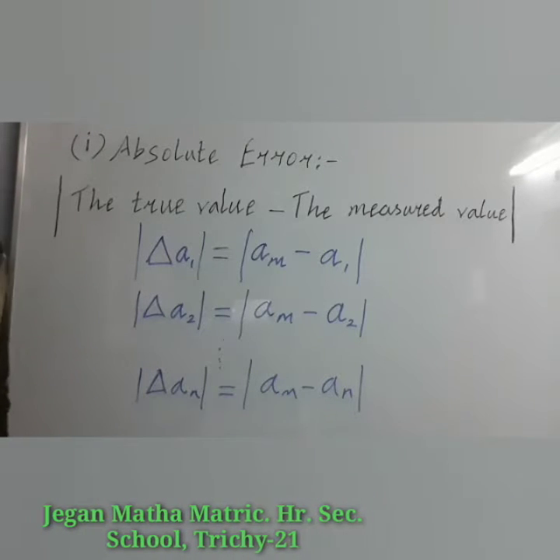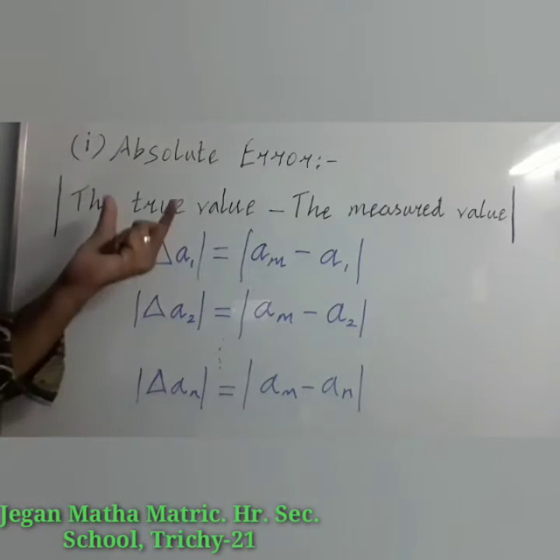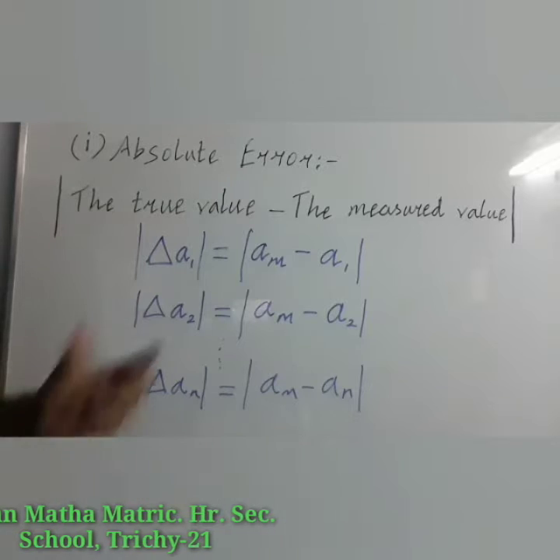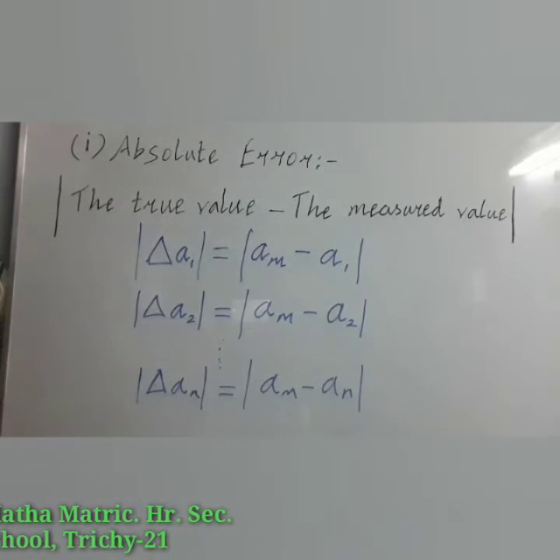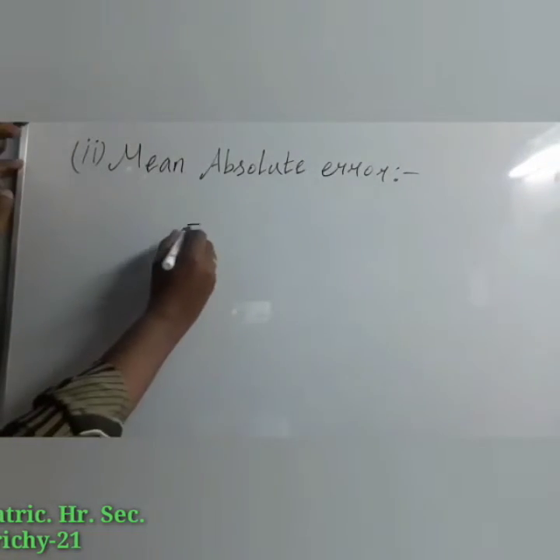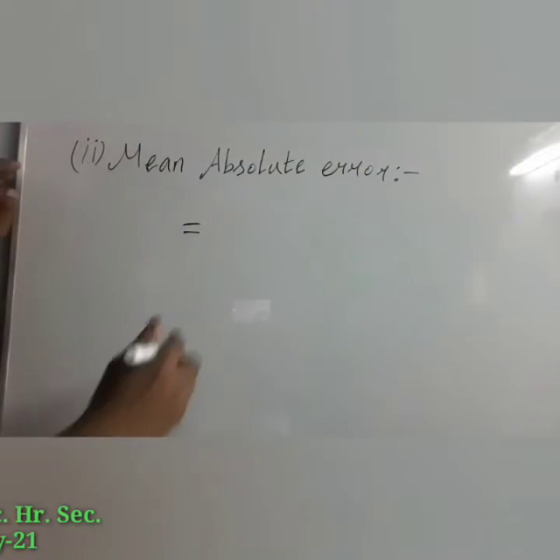Next one is mean absolute error. The arithmetic mean of the absolute errors in all the measurements is called mean absolute error. These absolute errors have to be added, and that has to be divided by the number of readings. Then you can get the mean absolute error. So how can we write it? To find the mean absolute error, we have to add all the absolute errors in the measurements.